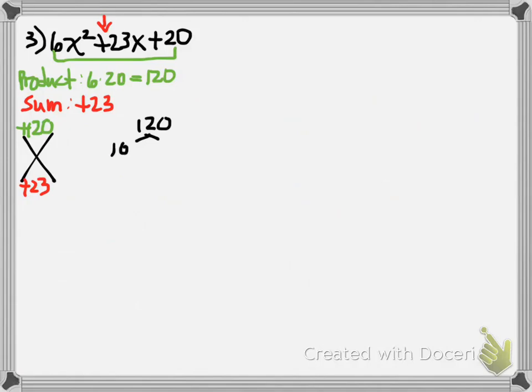It ends in a 0, so 10 and 12. Okay. So the question is, what sum do I get from 10 and 12? 22. Darn it. I get 22, but I need 23. So I'm going to have to go back to the drawing board. So what I do is I break the factors into more factors. Now 10 is easy because it only has 2 factors. 12 is a little bit more complicated because it has several sets of factors.